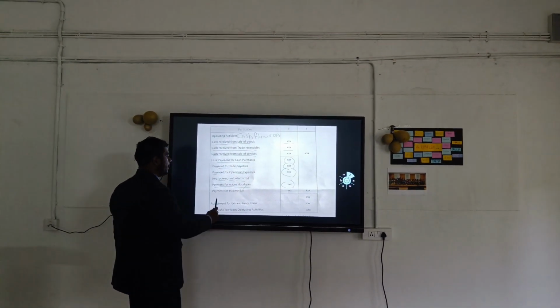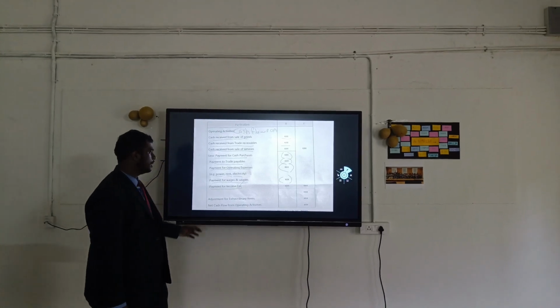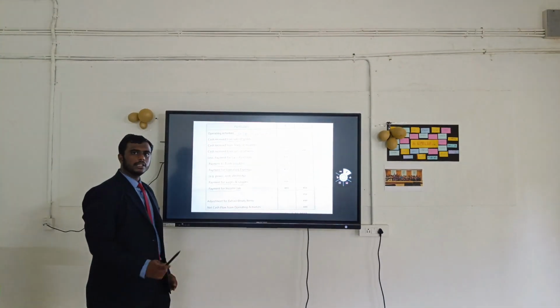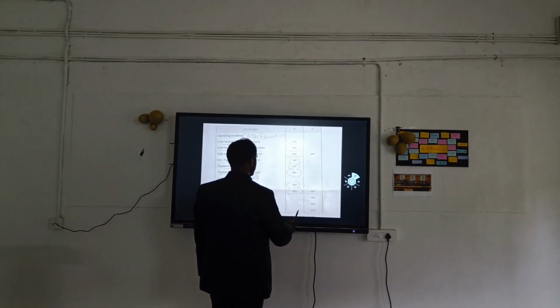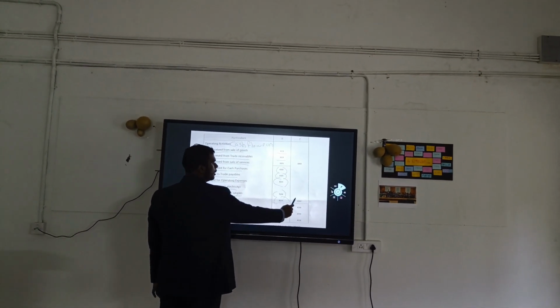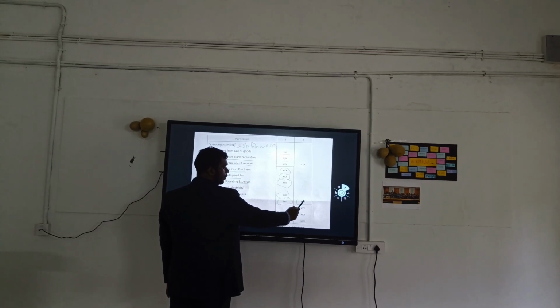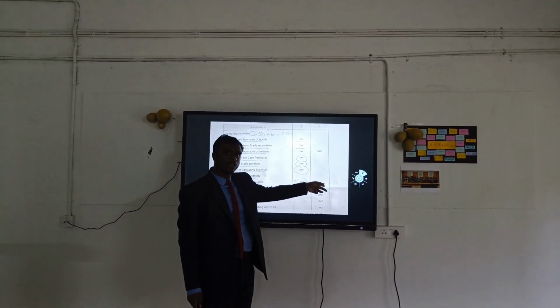Next is payment of income tax. Payment of income tax is also an outflow and should be deducted. We should add and deduct all the items, and we should calculate the amount in the outer column.